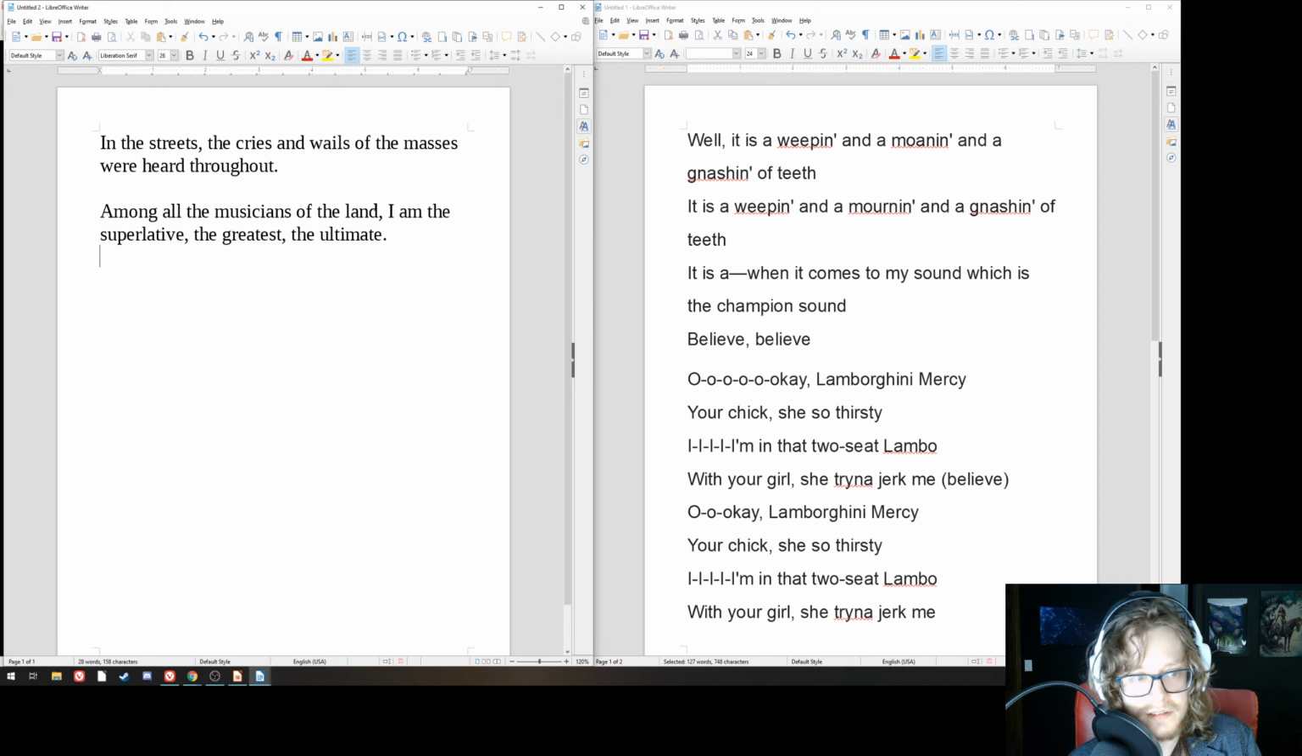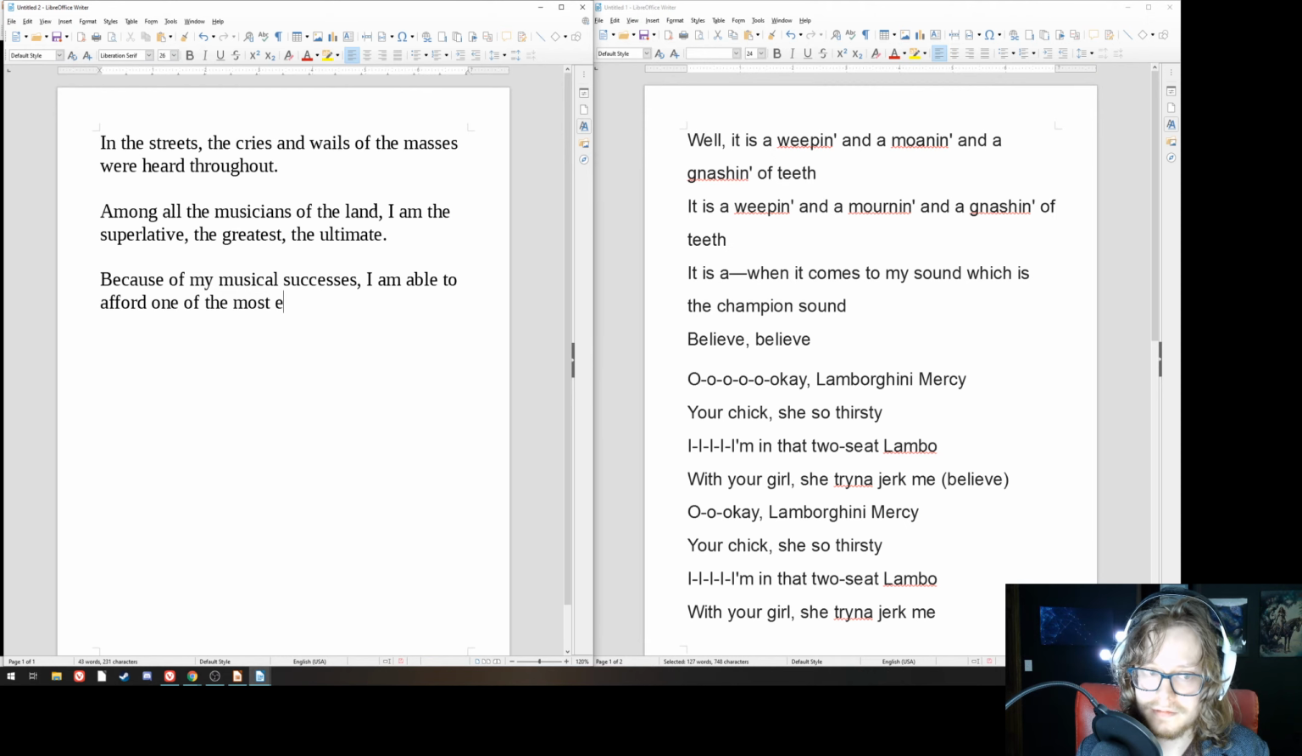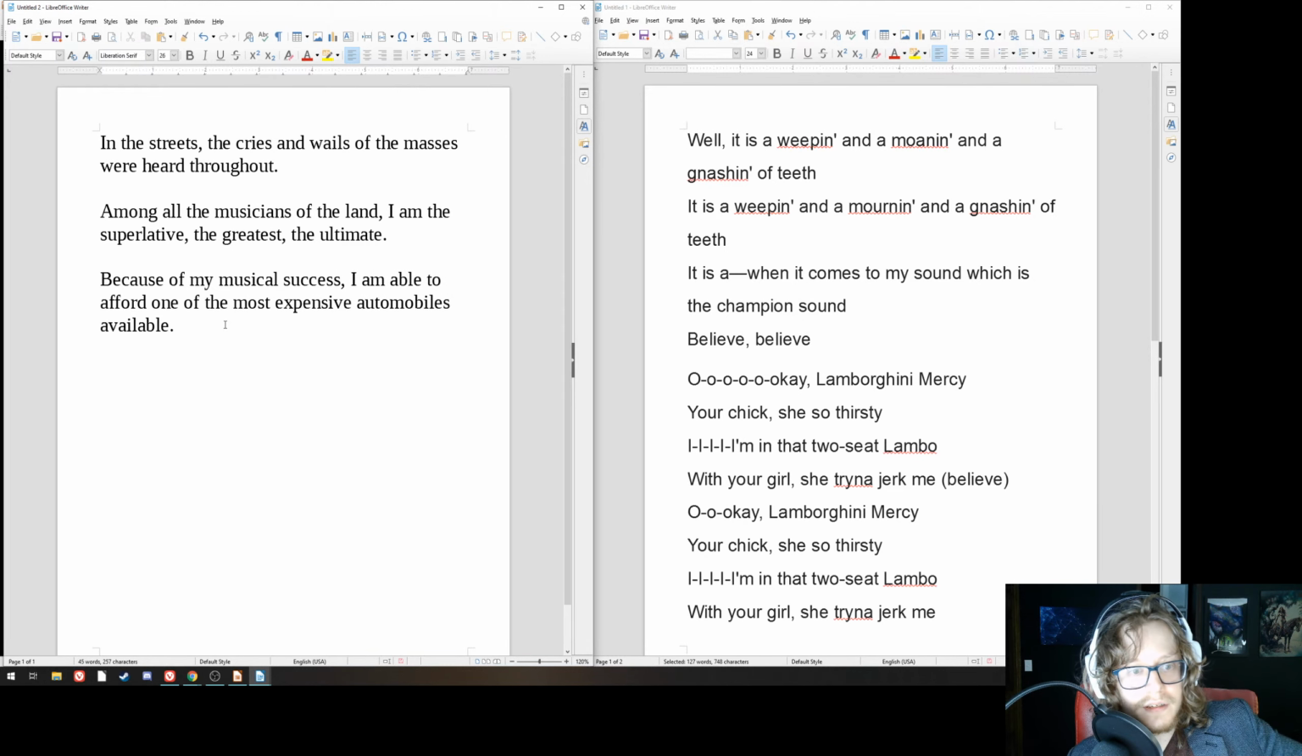So let's go ahead and just say it straight up. Because of my musical success, I am able to afford one of the most expensive motor vehicles. Let's just say automobiles. Because of my musical success, I think musical success probably makes more sense there. Because of my musical success, I'm able to afford one of the most expensive automobiles available.